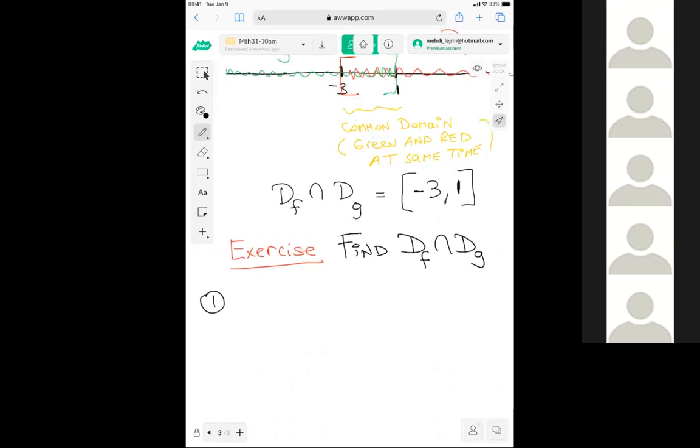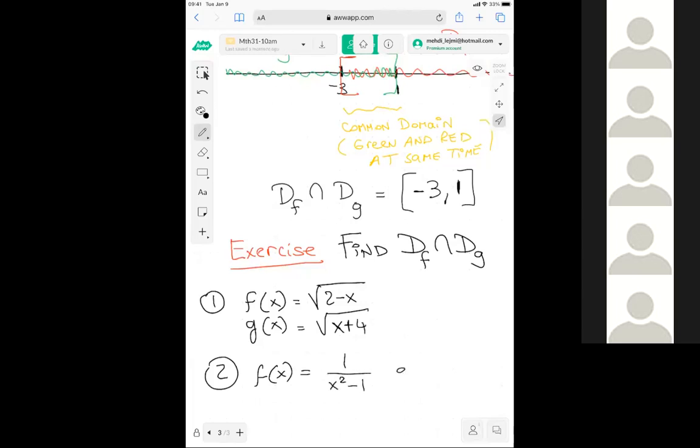Number one, let's say F of X is the square root of 2 minus X, and G of X is the square root of X plus 4. Number two, F of X is 1 over X squared minus 1, and G of X is, let's just make things easy here, 1 over X plus 2.